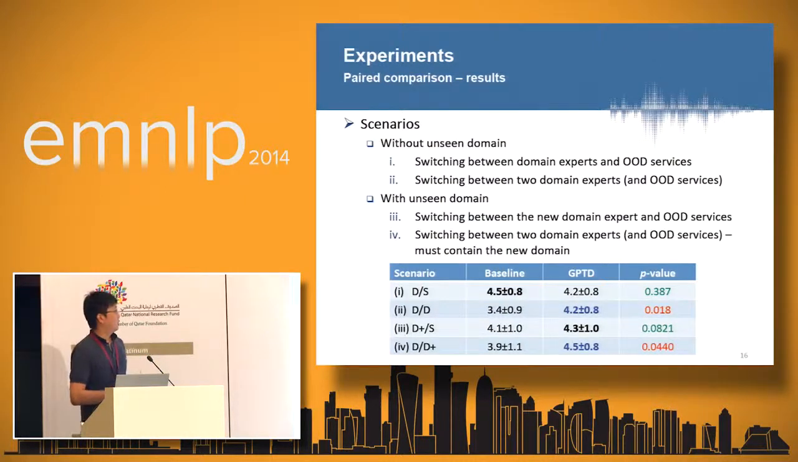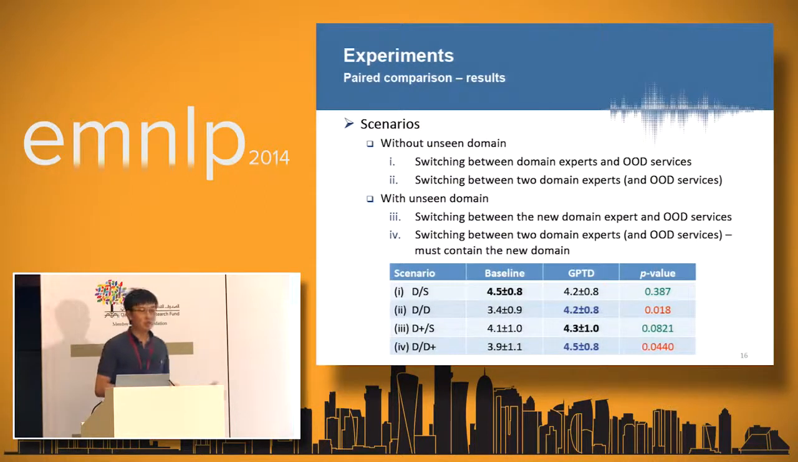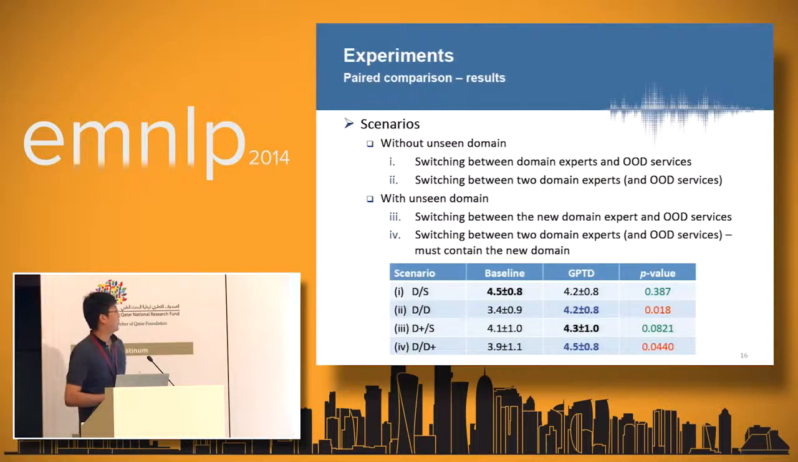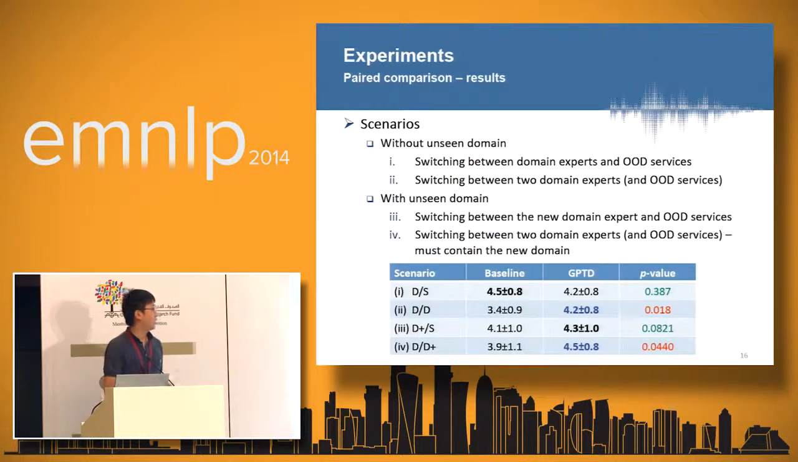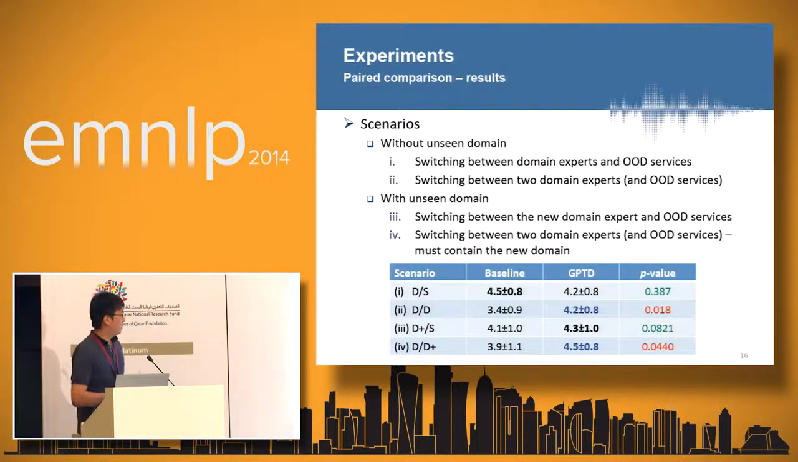And the third scenario is similar to the first one, except we use the new domain. We ask the user to test the new domain, which is unseen to the learning algorithm. And the fourth one is similar to the second one, except we have a new domain integrated, and the user must use this new domain. Okay. And that's the result we got. So firstly, for the first and the third scenario, the difference between the two systems is statistically insignificant. You can see the p-value is too high. But for the second and the fourth scenario, the system with the trained policy performs significantly better than the baseline system.